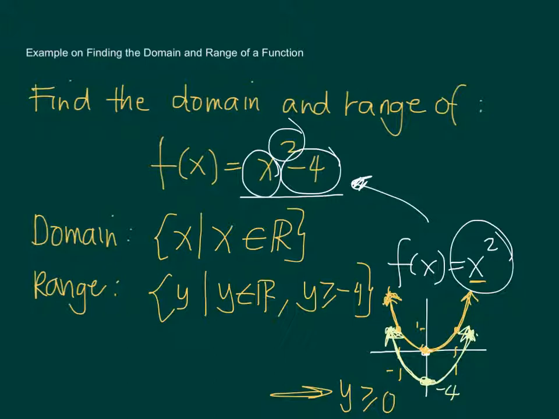Now the function can change. I can have a function f of x equals the square root of x minus 4. This is a function that is based on the function square root of x. If I know the graph of square root of x and relate the square root of x minus 4 to the square root of x, then I'll be able to find the domain and range of the function. But that will be another discussion.